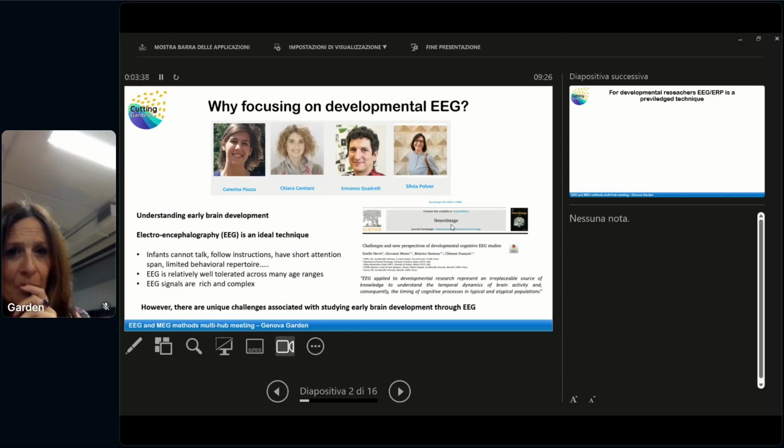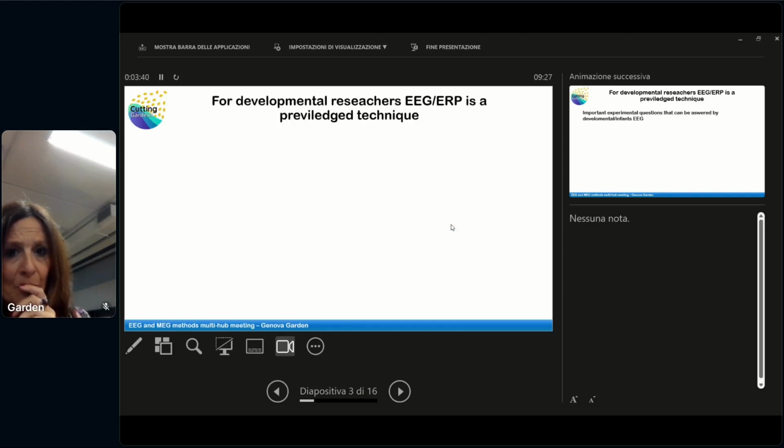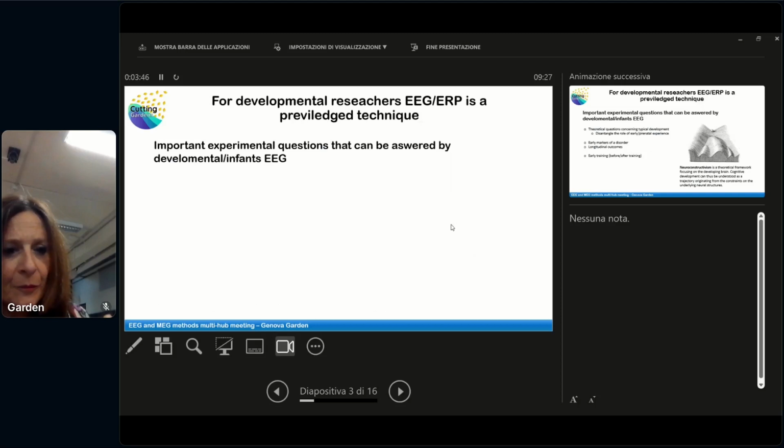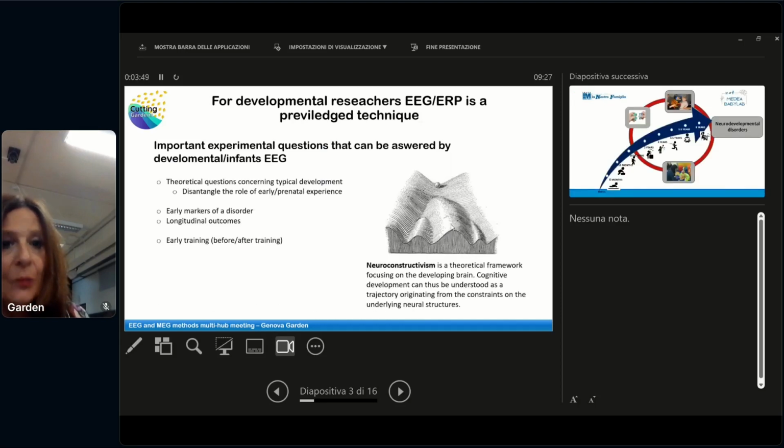There are some challenges even when doing EEG with babies. But first, let's see what kind of questions we can answer by means of EEG and ERP with young babies. Of course, we can answer a lot of theoretical questions that have to do with how the typical brain develops, and we are going to listen to a wonderful presentation later on, by Judith, on how we can disentangle the role of early prenatal experience. But by means of EEG, we can also answer experimental questions about early markers of disorder and longitudinal outcome.